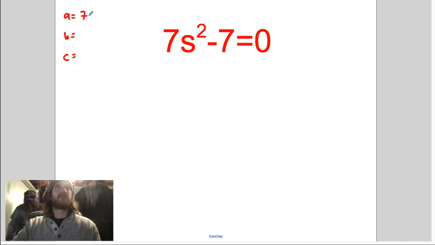A is 7. B is whatever's on the s term. There is no s term, so that means b is 0. And c is negative 7. Bingo. Look at that.